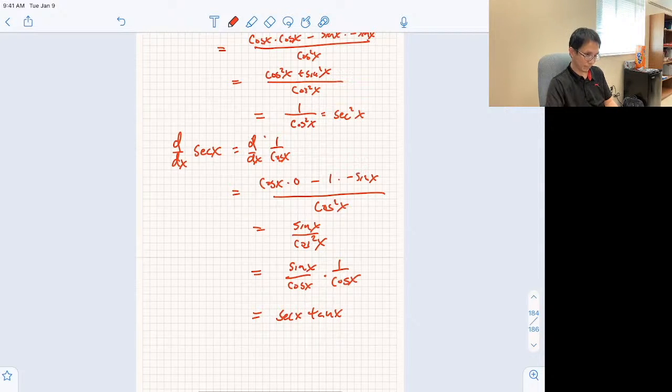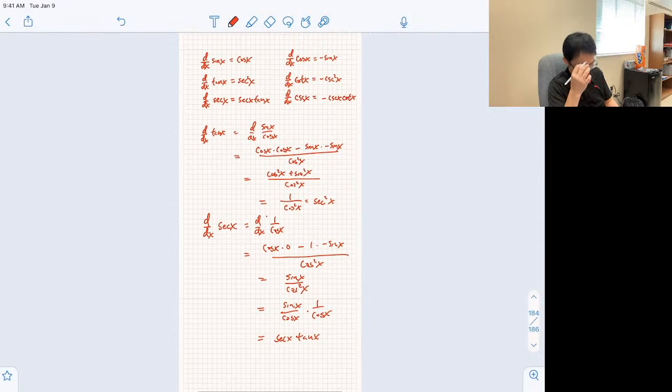Could you go back into the rules, please? So they didn't come out of thin air. They come from somewhere.